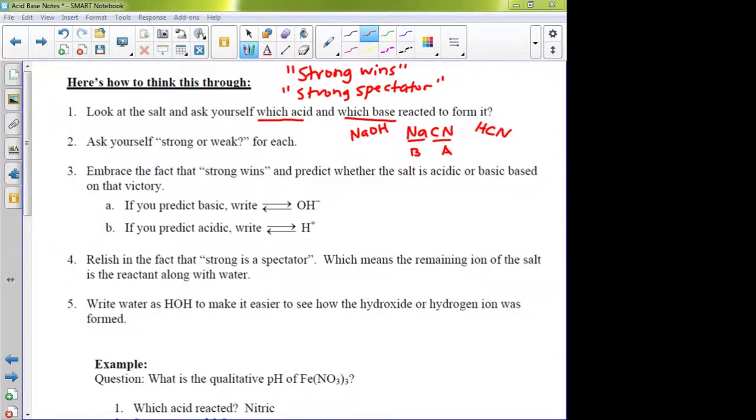Yes, ma'am? So like the base is always first and the acid always second, or? It's because this one's always positive, this one's always negative. So the positive is going to bond with the negative hydroxide, and the negative one is going to bond with the positive hydrogen. See that?